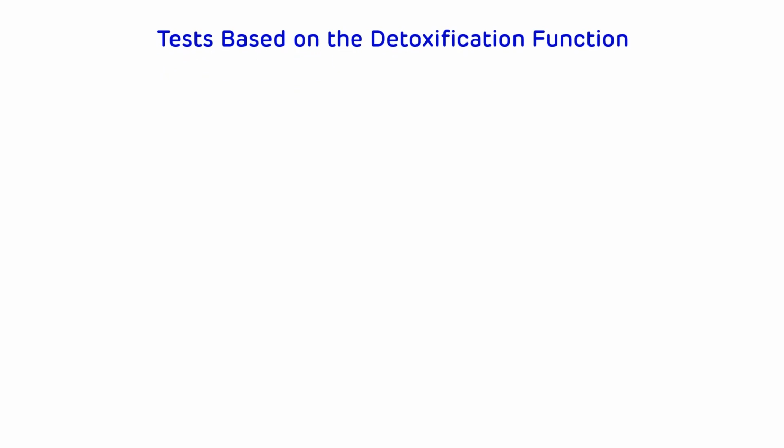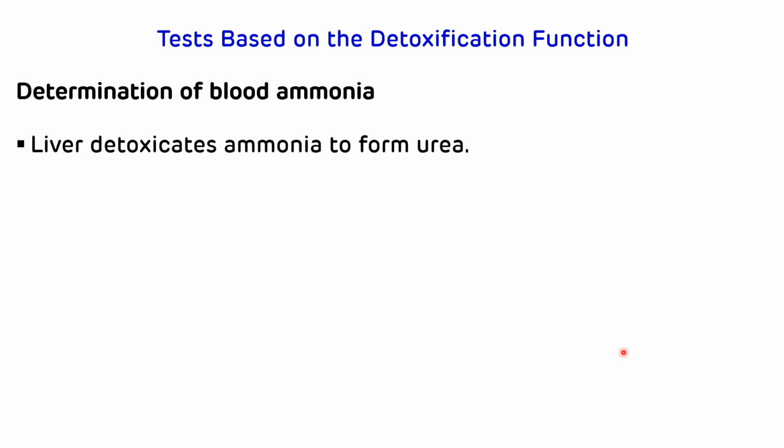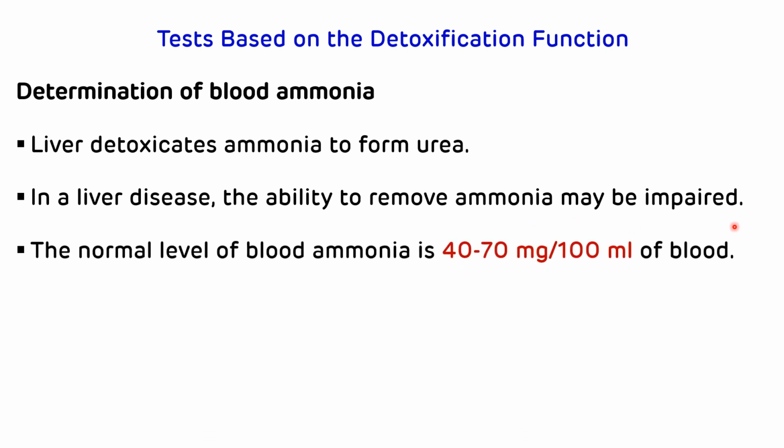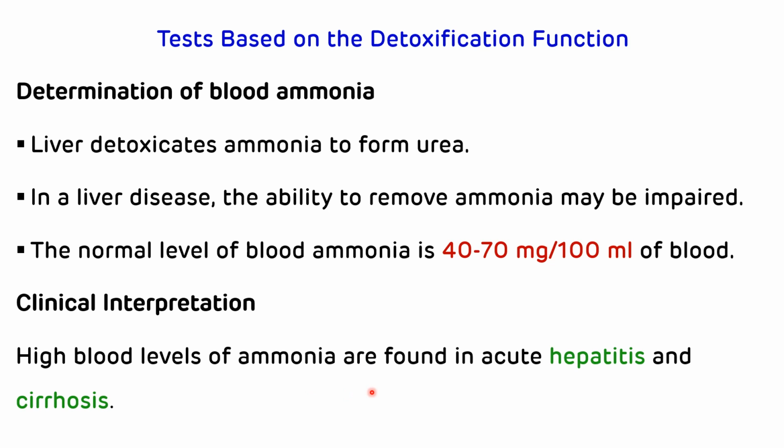Now, test based on detoxification function, that is determination of blood ammonia. Liver detoxifies ammonia to form urea. So in liver disease, the ability to remove ammonia may be impaired. Normal blood level of ammonia is 40 to 70 milligram per 100 ml of blood. Clinical interpretation of estimation of blood ammonia: high blood levels of ammonia are found in acute hepatitis and in cirrhosis.